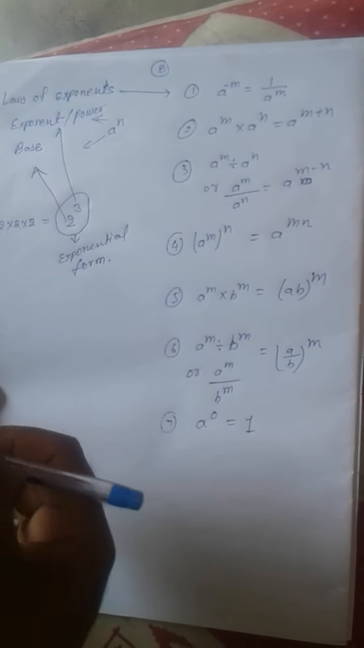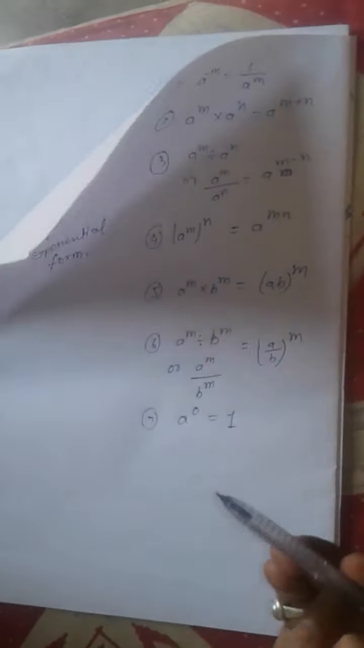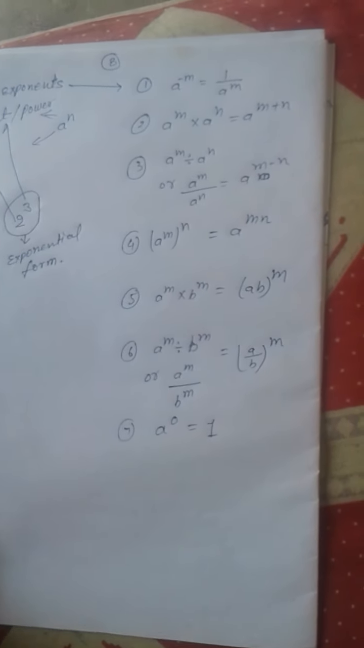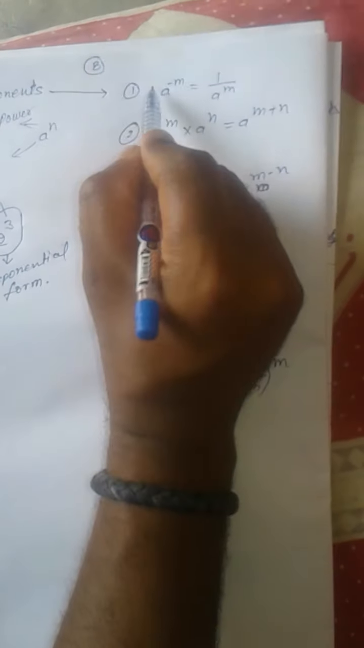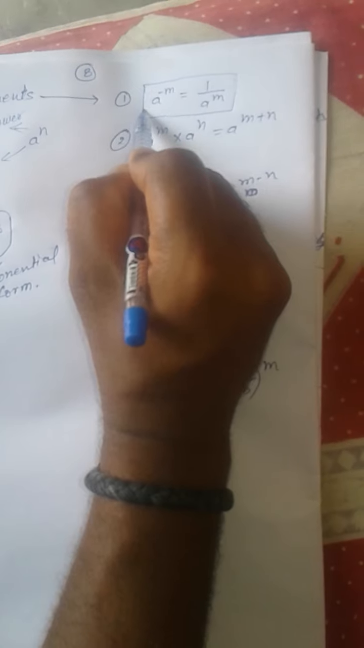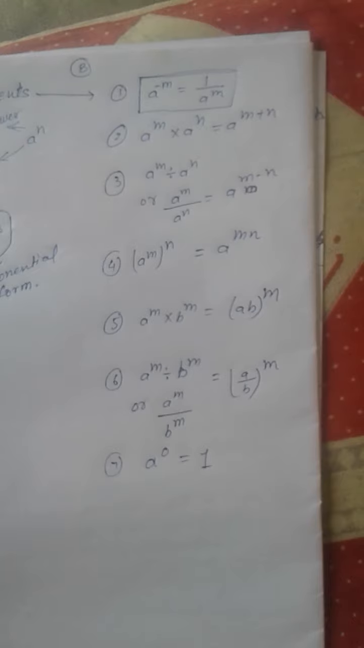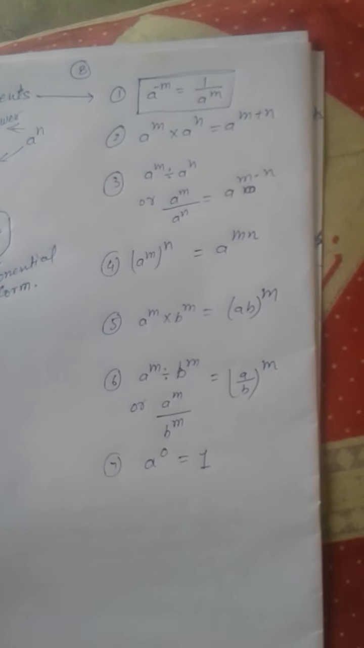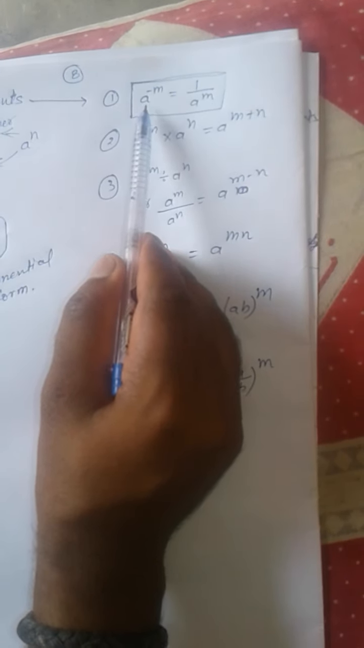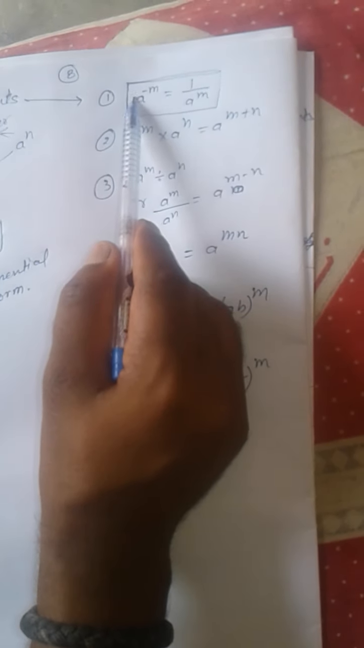So guys, normally there are 7 laws of exponent which you have to use in your class. What are those 7 laws? First of all, a to the power minus m is equals to 1 upon a to the power m. Means what? If any number has a negative power, it means that number shows the reciprocal of the base. For example, we'll discuss examples here.